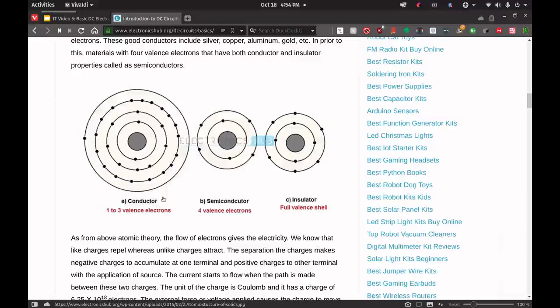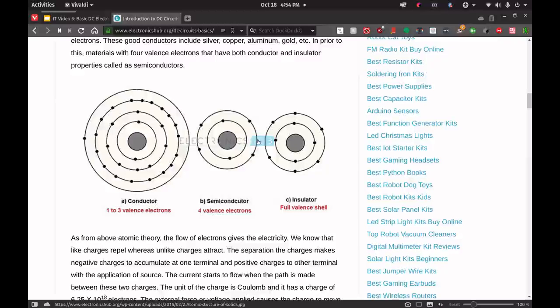So if we assume that we have 6 protons in here, then we need to have 6 electrons for it to match. And in an insulator, we have that. So it's very difficult for these electrons to break free because they are sharing the current, for want of a better term, between the protons and the electrons, basically to keep this outer shell balanced.